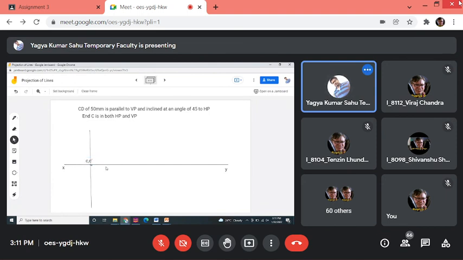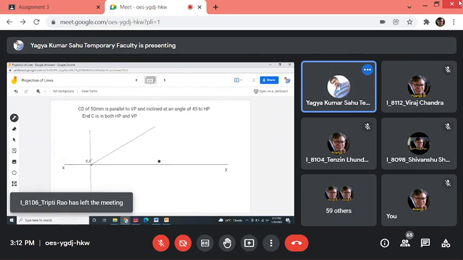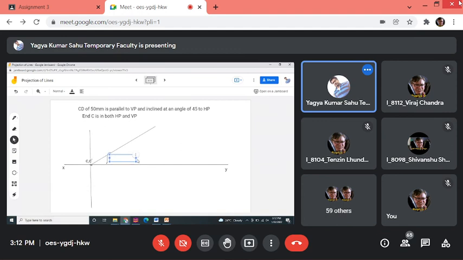Now, first of all, draw front view of 50 mm length with the true inclination 45. So starting from this particular point, draw a line inclined at 45 degree of length equal to 50 mm. This one 45 degree, and length 50 mm. Draw. Okay, now write down the name of this end as D dash. That will be the front view of CD.